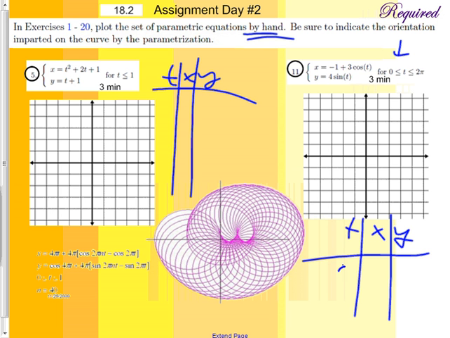Pi over 3. How about zeros? Isn't that pretty easy? Yeah. And then pi over 2 maybe. Pi. Eventually you're going to get to 2 pi. Because that's the ending, right? Okay, I think you get the idea there.